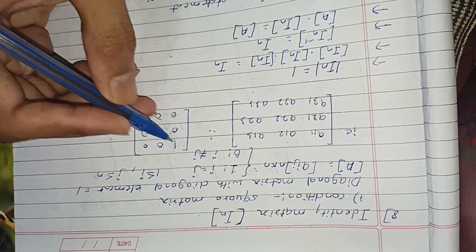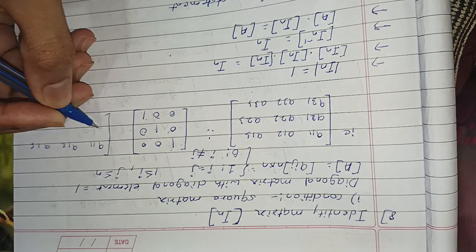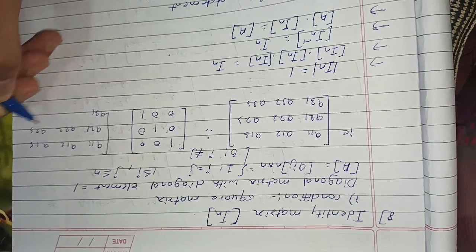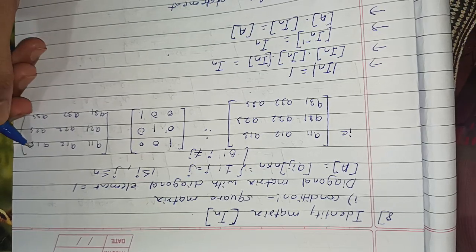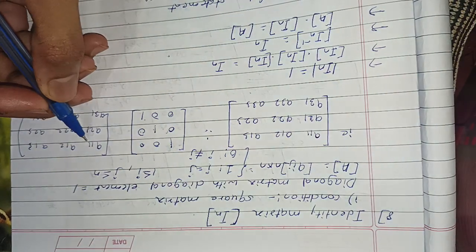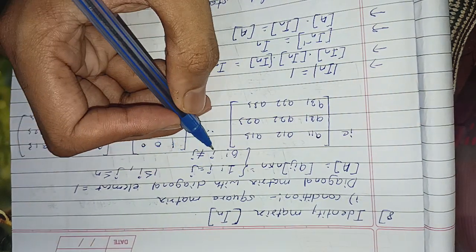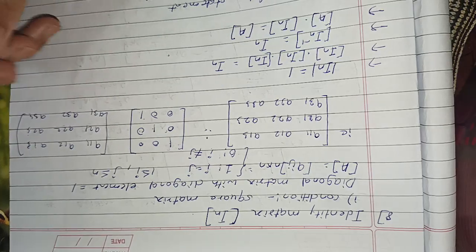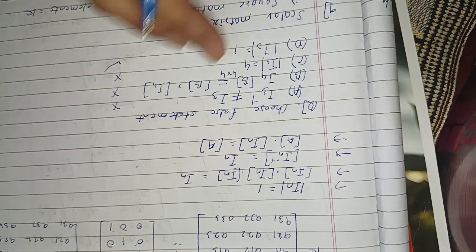Where i is equal to j, that is a11, a12, a13, a21, a31, a22, a32. See here, i is equal to j. Here i and j are equal, so this should be equal to 1. Where i is not equal to j, it should all be 0. This is the condition. This is an identity matrix.